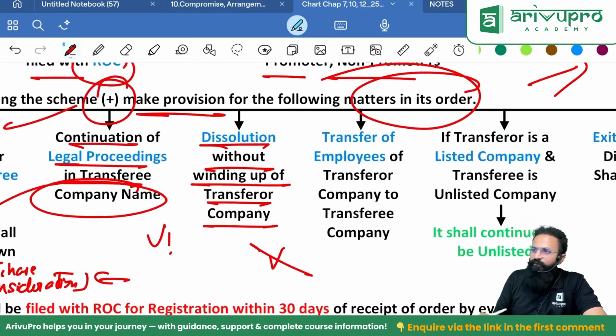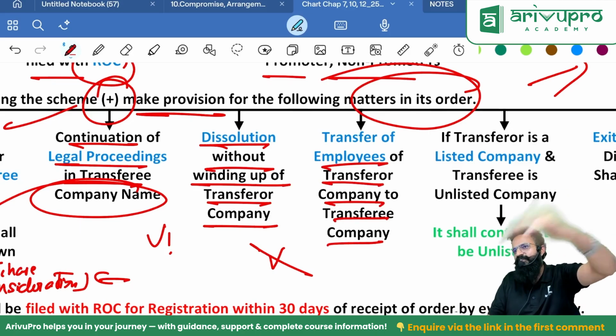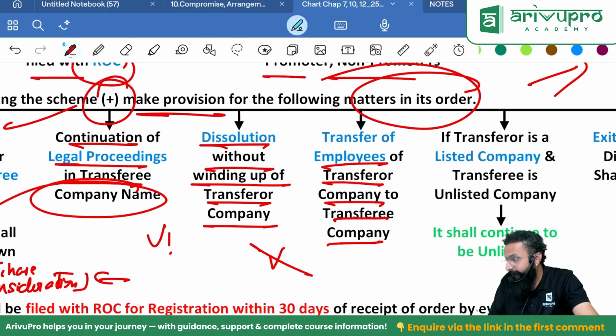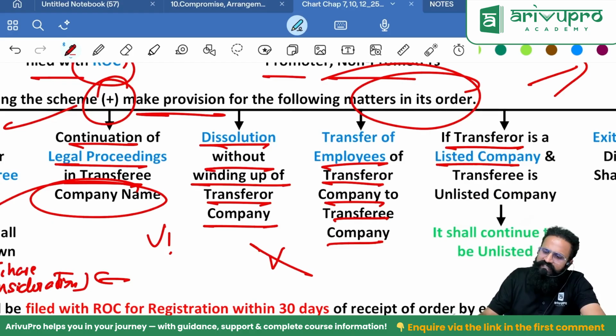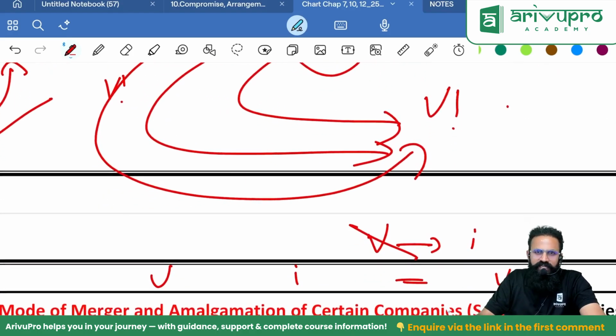Very good, whoever is able to recall. Okay, see here. Transfer of employees of transferor company to transferee company. Simple. Because of this order, all the Vodafone employees will become Vodafone Idea employees. Next, if the transferor is a listed company and the transferee is an unlisted company, what will happen? Vodafone is a listed company. Idea is also a listed company. Now, what will happen to Vodafone Idea? Of course, it is unlisted.